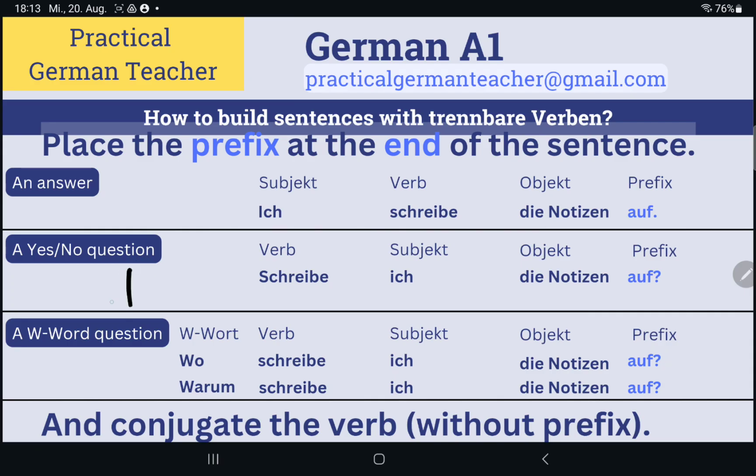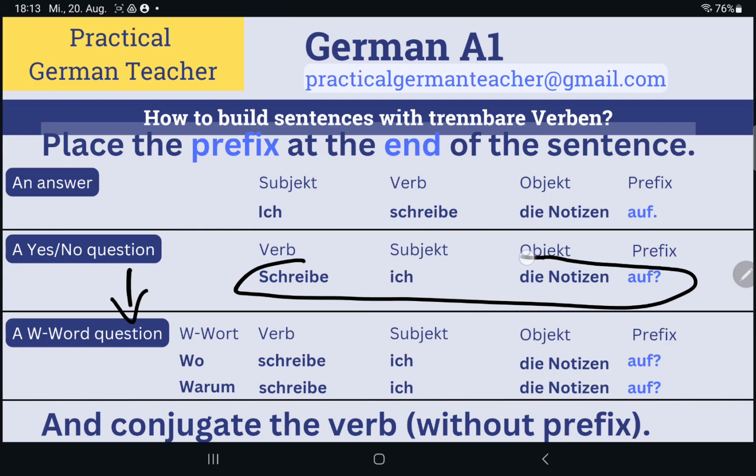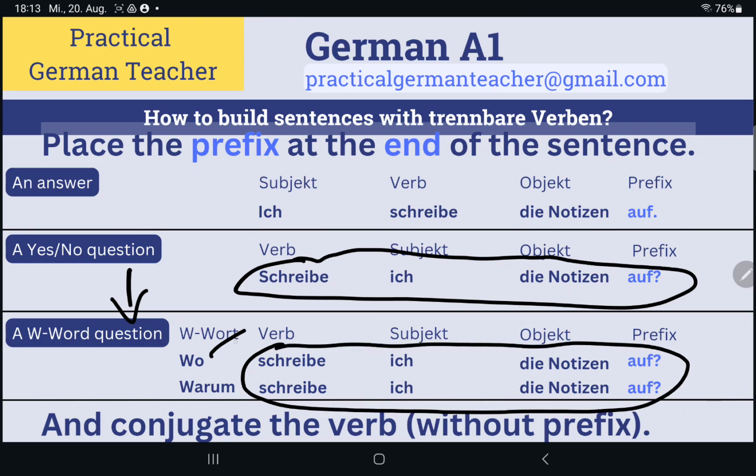If you want to convert a yes or no question to a W-word question, what do you have to do? Take the yes or no question. I know I am repeating myself. It can be irritating, but I have to repeat myself. So just take the yes or no question as it is and write it as it is, and you may add whatever W-word question fits appropriately.